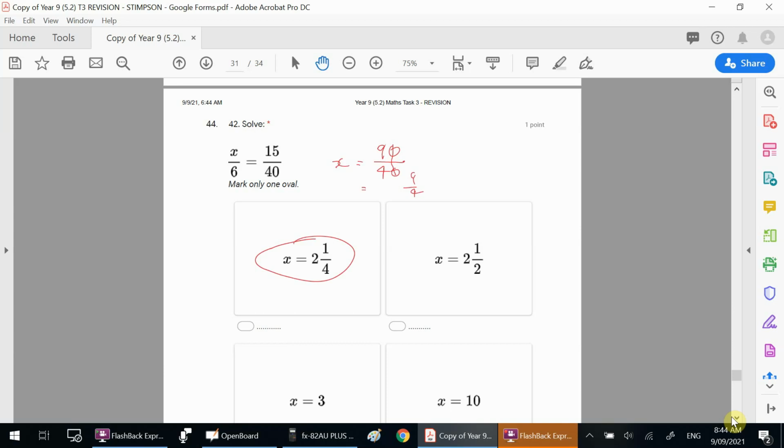Doing the cross multiplying way, 40x equals 90. Yeah, that's probably a bit of a longer way to do it. Divide by 40, you're going to get the same answer.